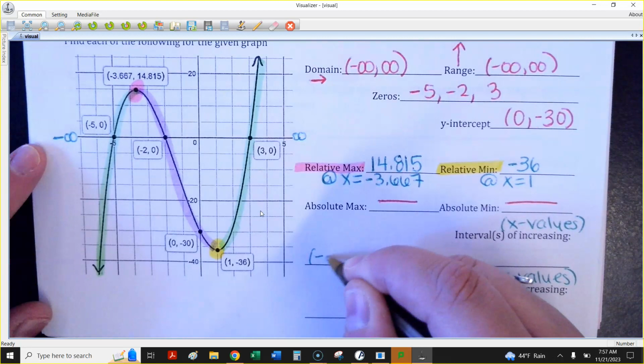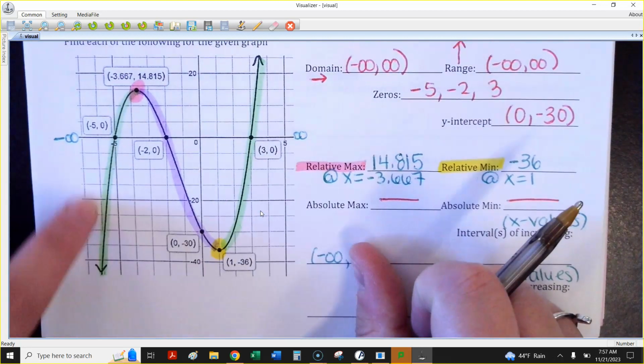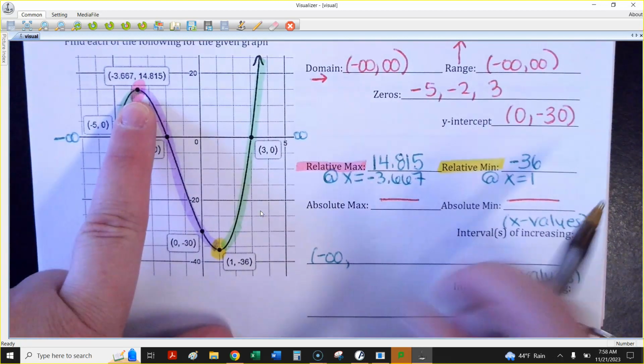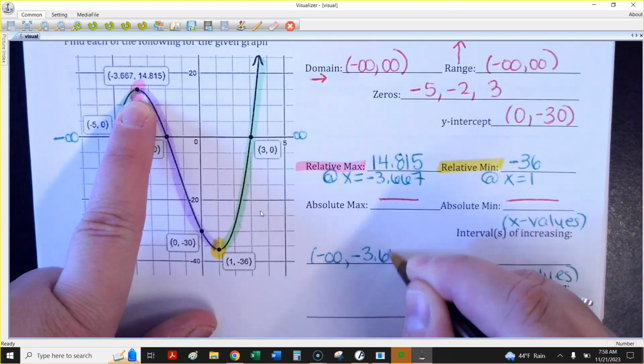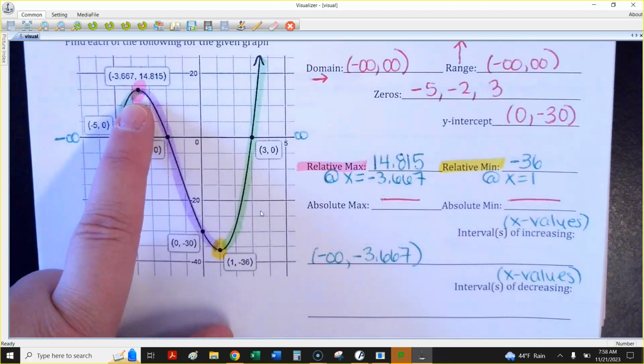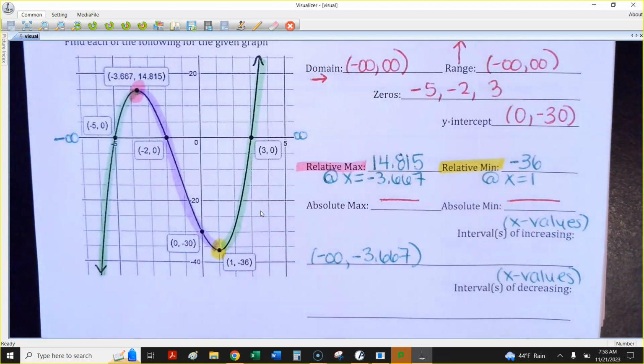So from negative infinity until I get to that turning point. Now the value you want there is the x value, which is that negative 3.667. Sorry, like I said, some of these numbers are a little bit longer, but we'll just write that out. And both of those have parentheses. You always have a parenthesis around an infinity symbol because it's not touching an actual point. And the reason I don't have a bracket here is because I am not increasing or decreasing at that point where I switch direction. We are just kind of flat there, so that also has a parenthesis.